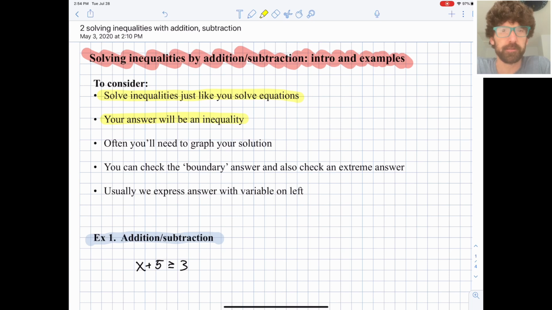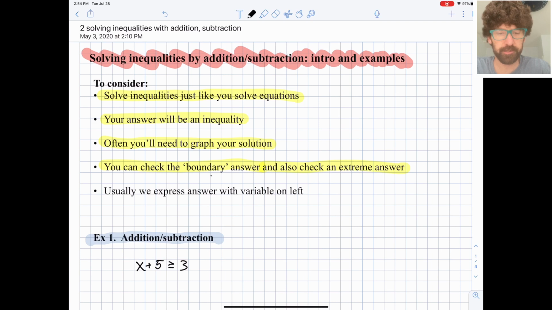In fact, I think always, guaranteed always, will be an inequality. If you're solving an inequality, your answer will be an inequality. Many times you'll need to graph your solution on a number line. And in terms of checking, you can check the boundary answer, and you can also check an extreme answer. So let me give an example for that.